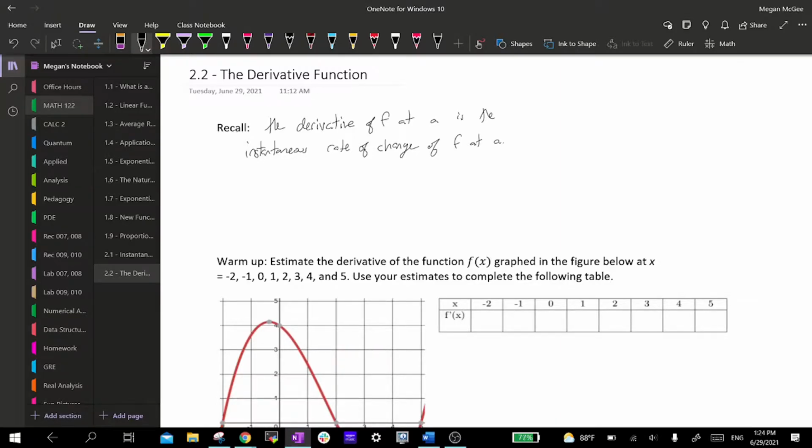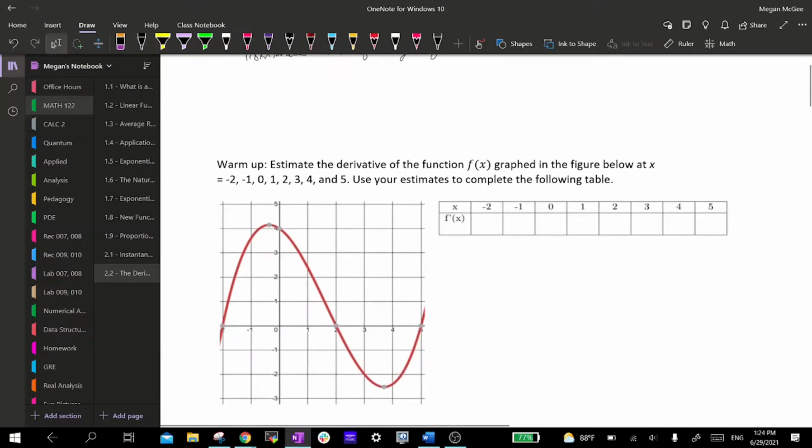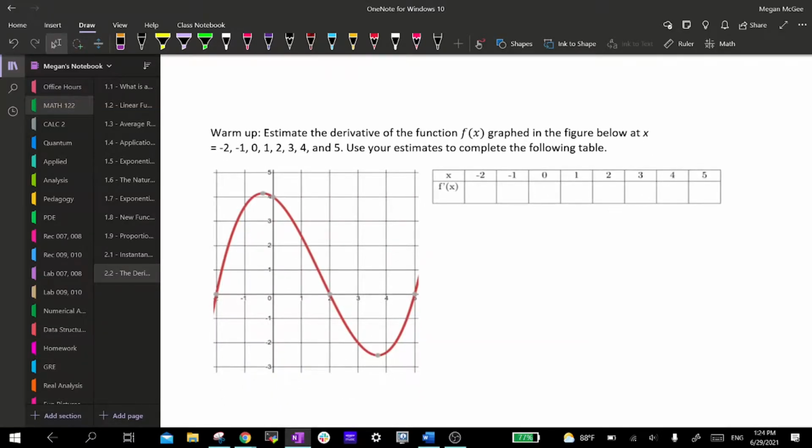Alright, this section is going to explain to us how the derivative is itself a function. So first we're going to do a little warm-up. We're going to estimate the derivative of the function graphed in this figure below at all of these different points, and we're going to use our estimates to complete this table.